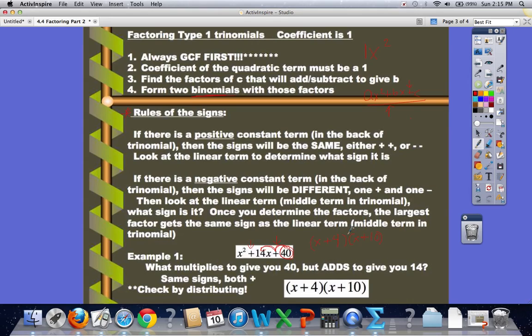So, when you FOIL this or distribute it back out, you will get x squared plus 14x plus 40. Same signs, both positive, because this told us same sign, both positive. And these are your factors. This is completely factored. All right, next problem.